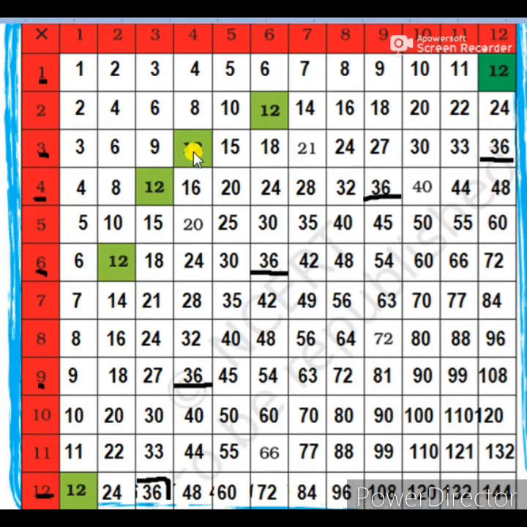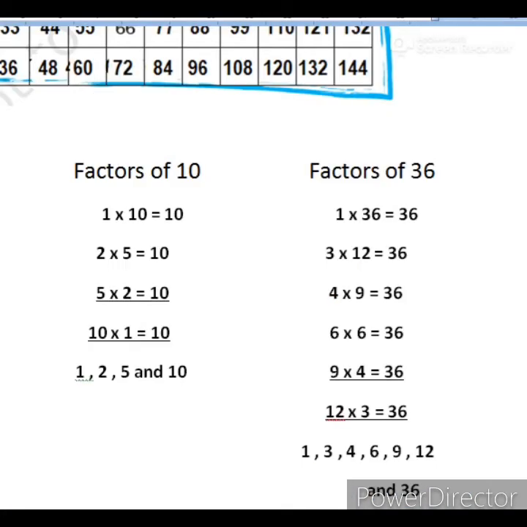So you write this way: 1 into 36 equals 36. 3 into 12, 36. 4, 9, 36. 6, 6 are 36. This much only write. There is no need to write the 9, 4 and 12, 3 again. So in this way you can complete that.